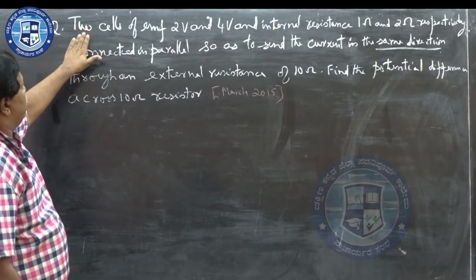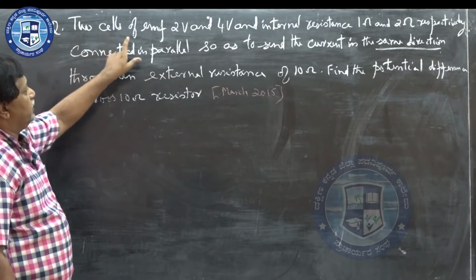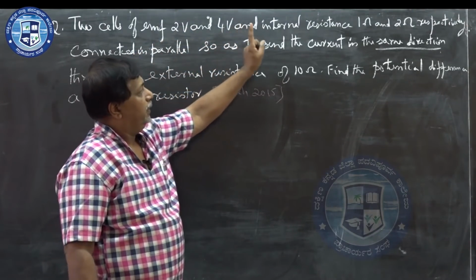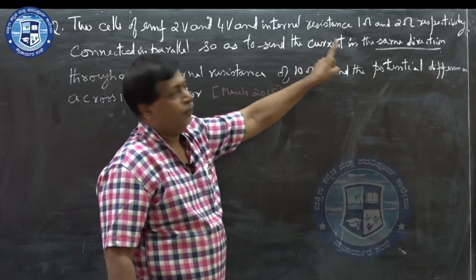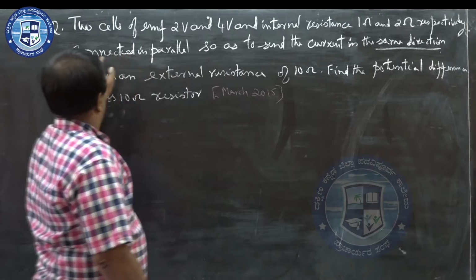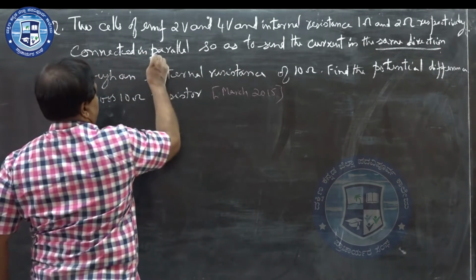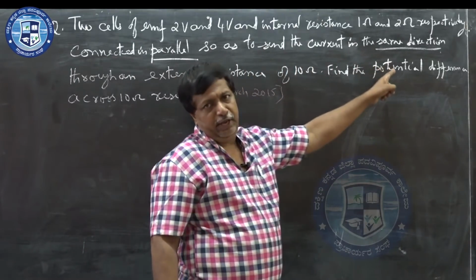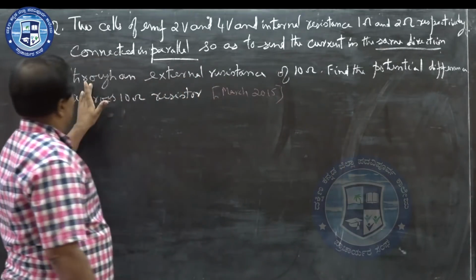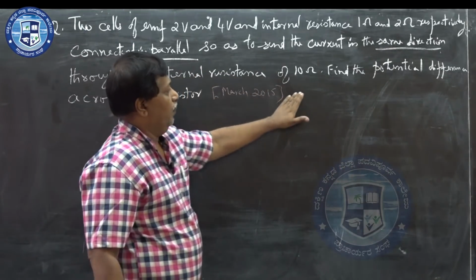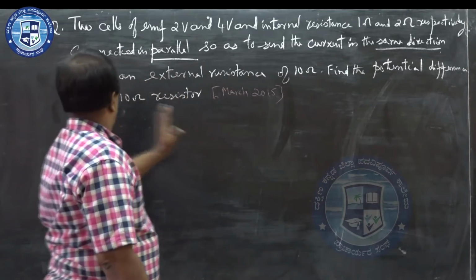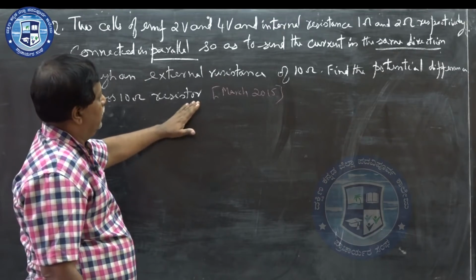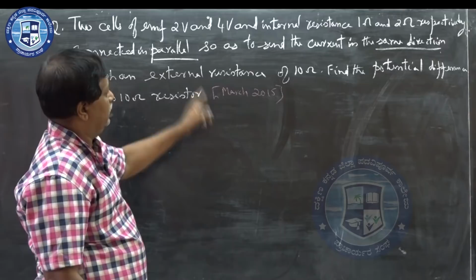This is another numerical. Two cells of EMF 2 volt and 4 volt and internal resistances 1 ohm and 2 ohm respectively are connected in parallel, so as to send the current in the same direction through an external resistance of 10 ohm. Find the potential difference across the 10 ohm resistor. This is a March 2015 problem.